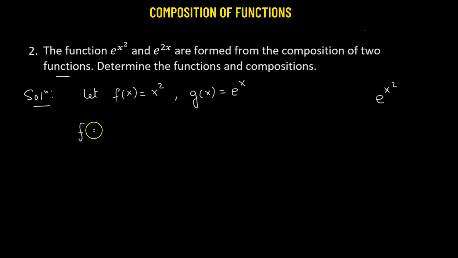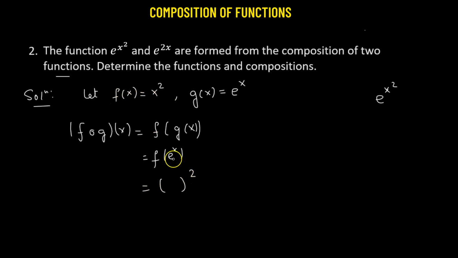Then we'll try to find f of g. So f of g of x: g of x is e raised to the power of x, and f of x is given by x squared. So in place of x, we'll replace it with the exponential function e raised to the power of x. And this gives us e raised to the power of 2x. So we have obtained this particular composition. e raised to the power of 2x is the composition function f of g of x.